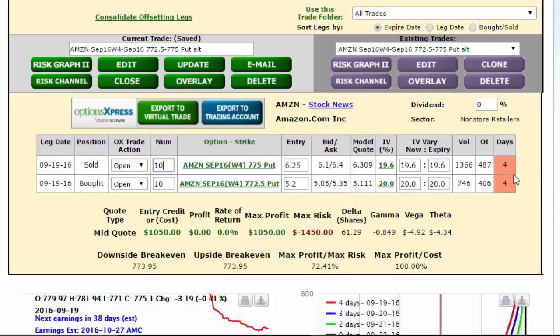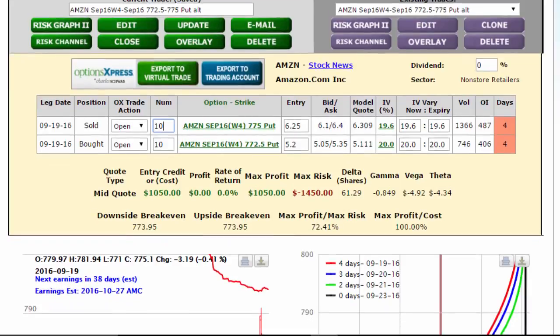These options that I'm using expire on the 23rd of September. So it's only a 4-day trade, so that's not bad. I mean, that's not bad ROI, right? If you put your money in the bank, you're only going to get 8 or 10% return on investment for the whole year. We're talking about just 4 days' time. Not bad at all.